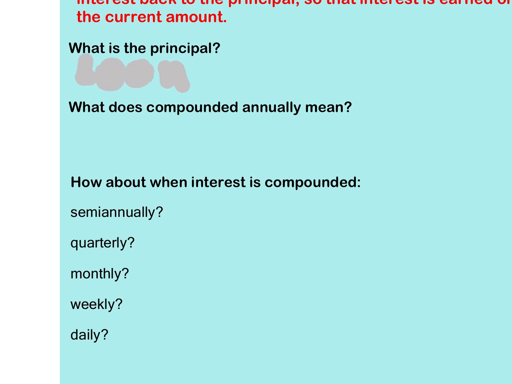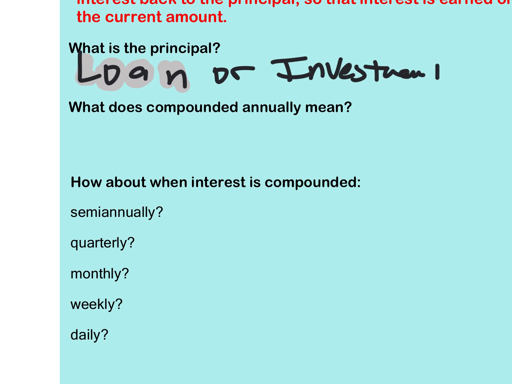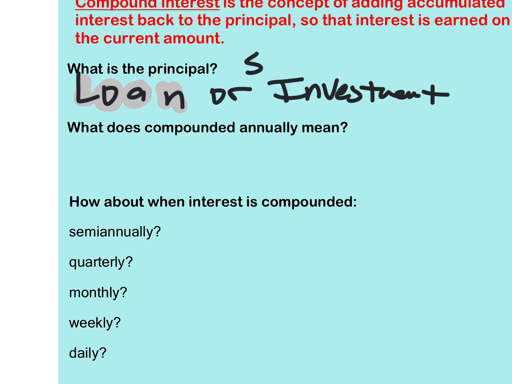As in, if you borrowed money, that's the loan amount. The loan. Or if you had the money, it's called the investment. And I'm going to put "starting," because it's always about what you started with. Your principal is either you started by borrowing this amount or you started by having this money and you invested it. What does compounded annually mean?